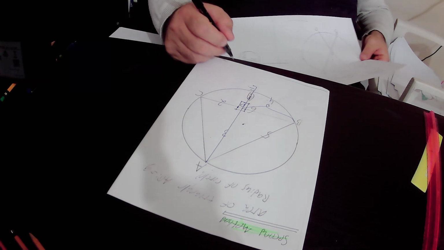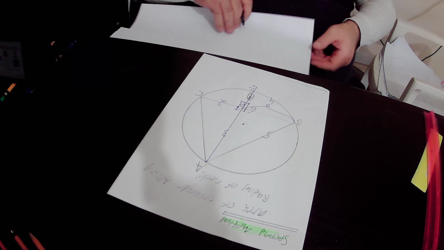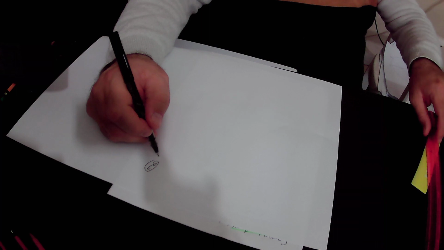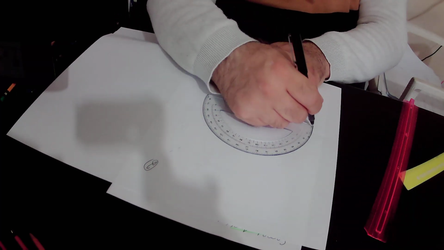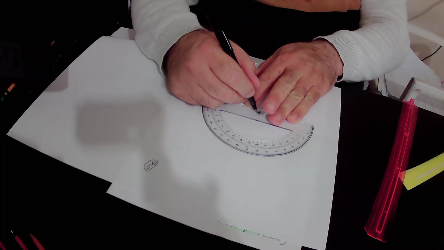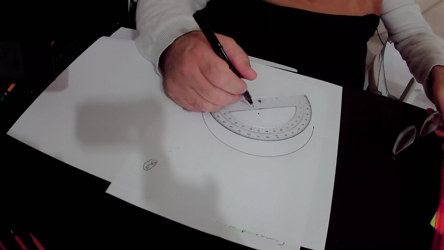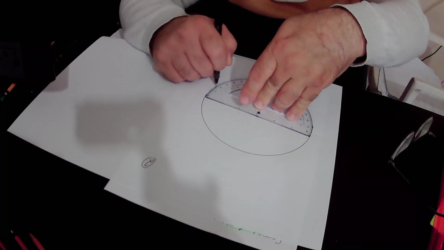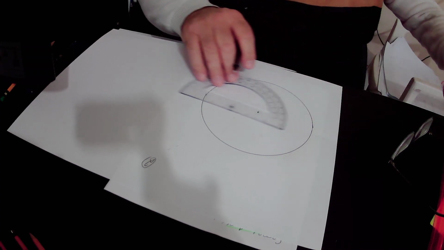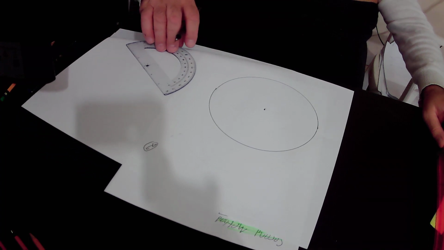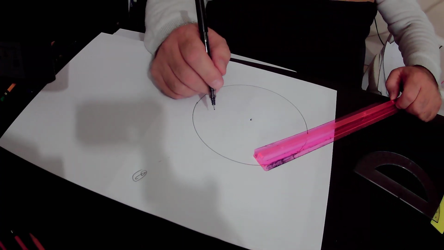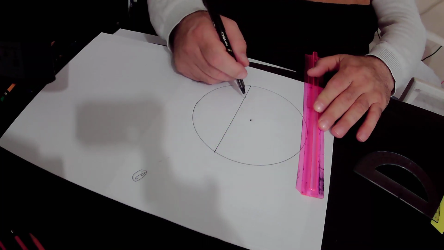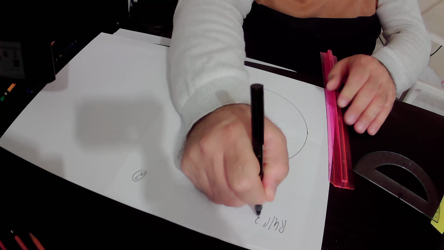In the next step, I present to you rule number 2. According to rule number 2, if we have this circle, we also have here chord AB. This is chord AB. This is rule number 2.